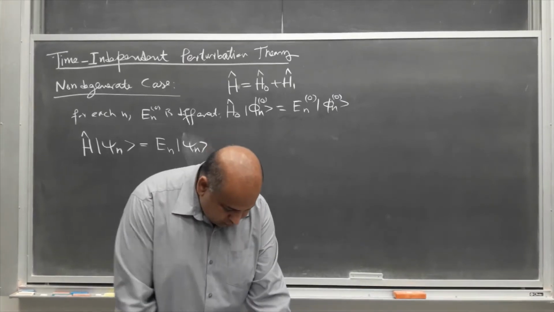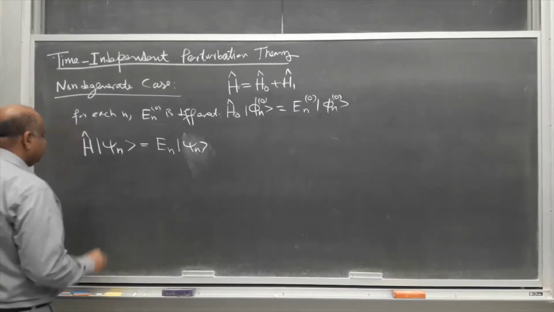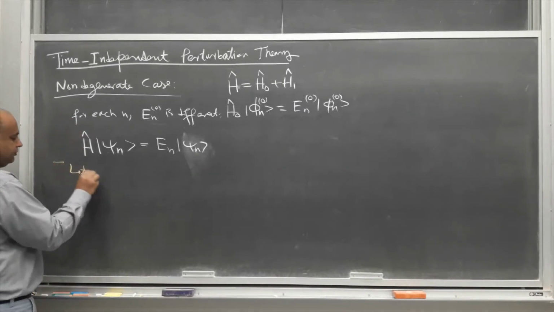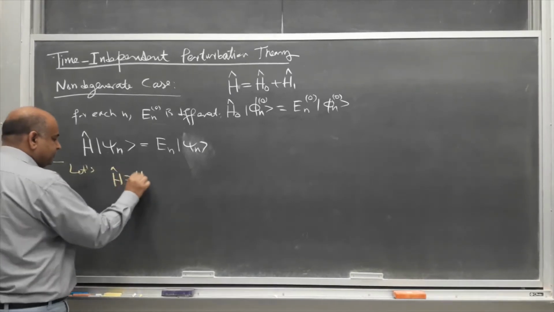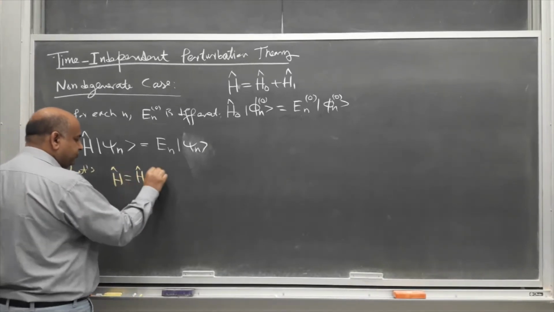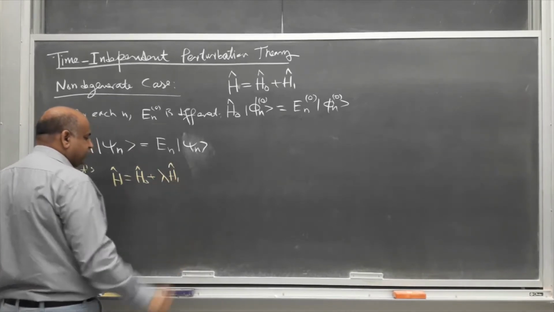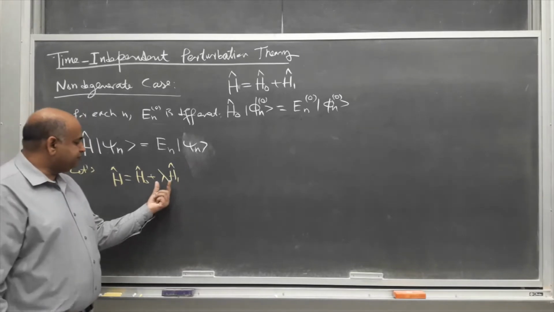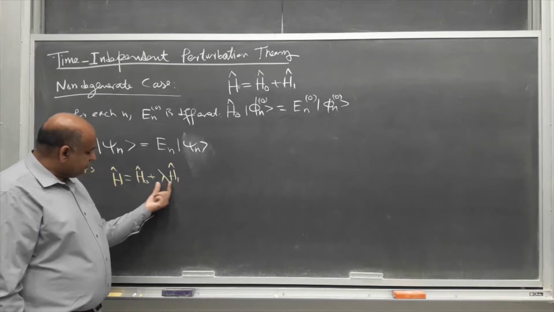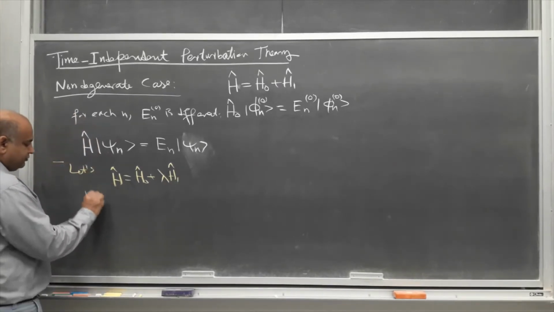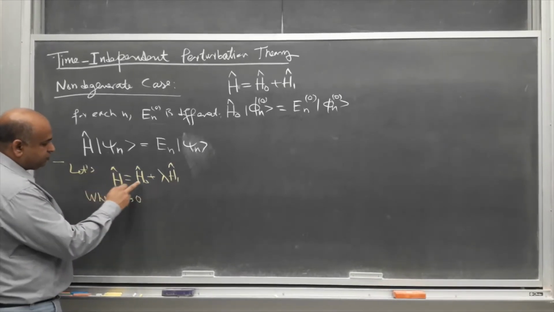Okay, to do this, let's write our Hamiltonian as H naught plus a term lambda times H1. This lambda helps us build the perturbation theory, because we see that this parameter is important. When lambda approaches 0, our Hamiltonian approaches H naught.